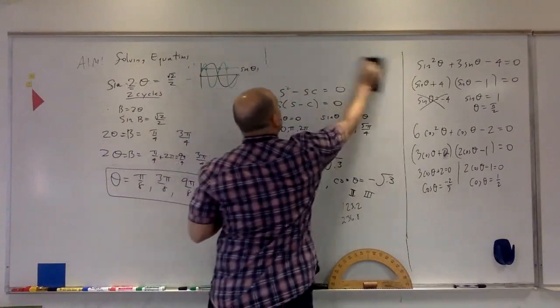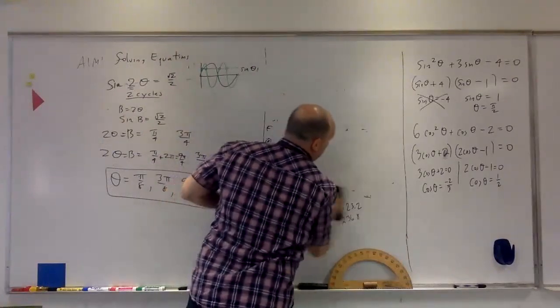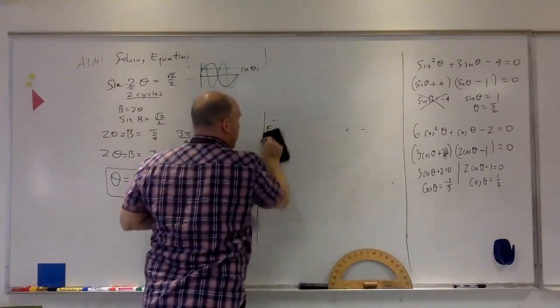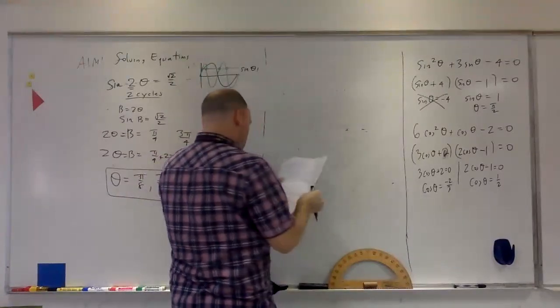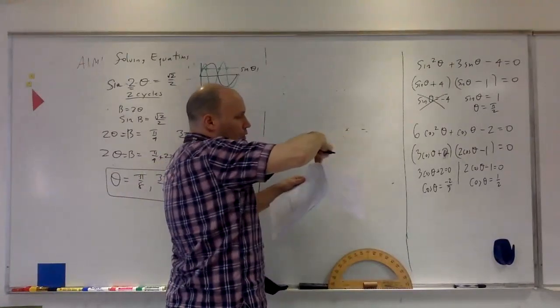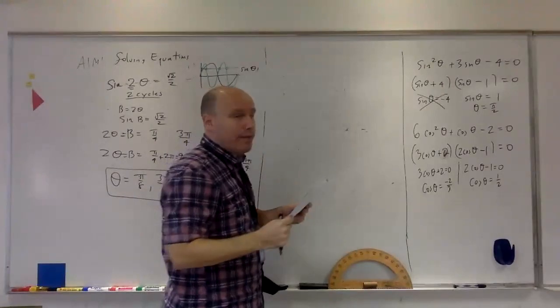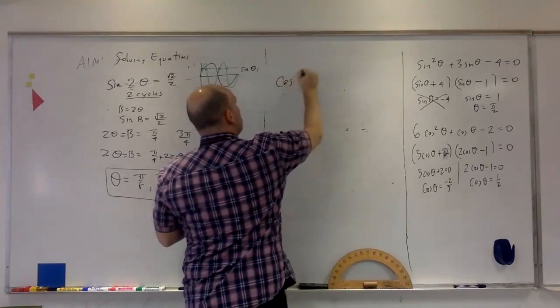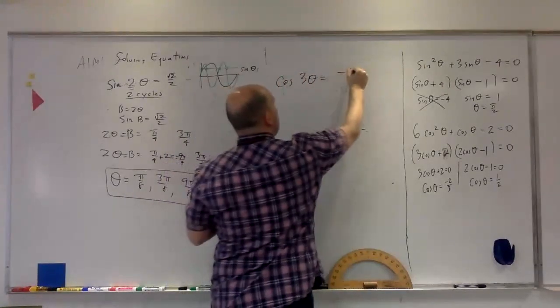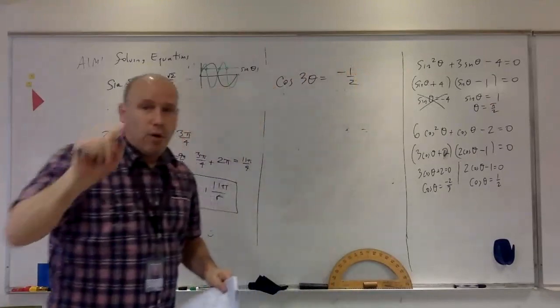Let's try another one with a little higher one. Let's try 3 theta. Okay. Let's try the next equation. Cosine of 3 theta equals negative 1/2.